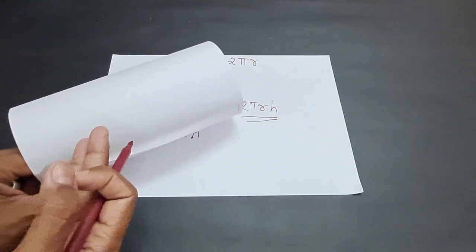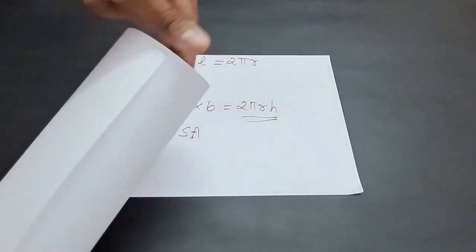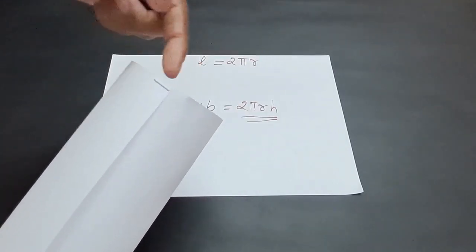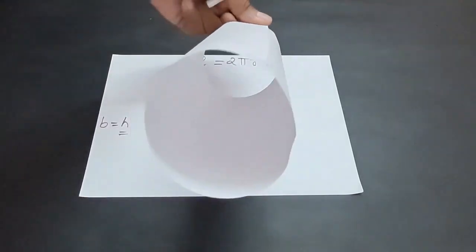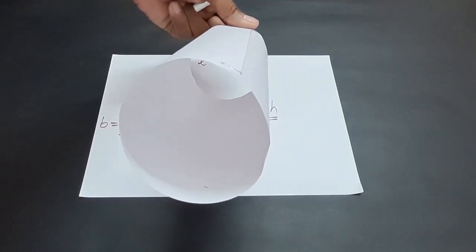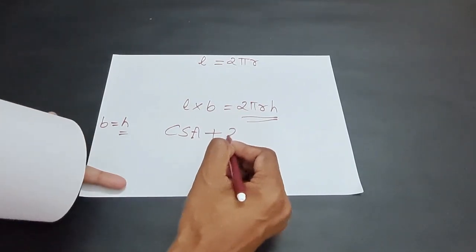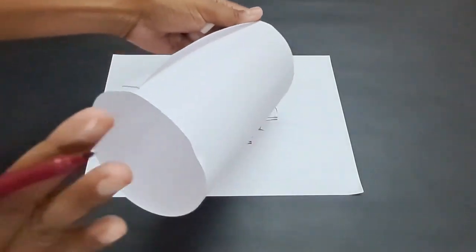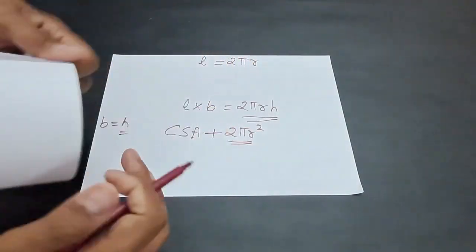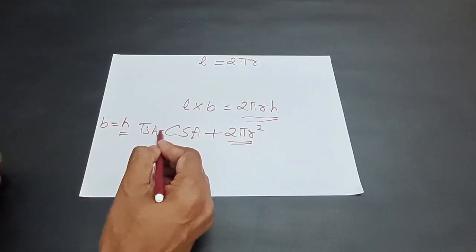Now if we have to calculate the total surface area, we need to add the area of the base and the area of the top face. What is the shape of the top? It is a circle. And what is the shape of the base? It is the same circle. So if you add 2 pi r square, that means area of two circles, one on the top and one at the base, then it becomes the total surface area of a cylinder.